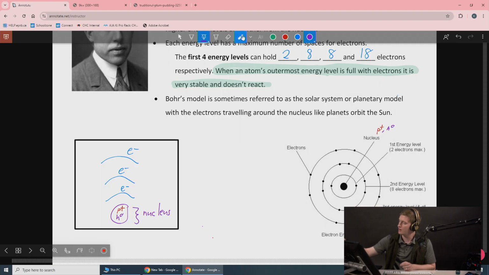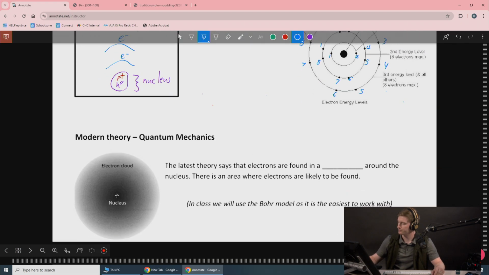And then in our first energy level here, these little dots represent electrons. We've got 1, 2 electrons. And then in our second and third energy levels, if you count them up, we have got 8 electrons in each of those. And yeah, down here, keep on going.